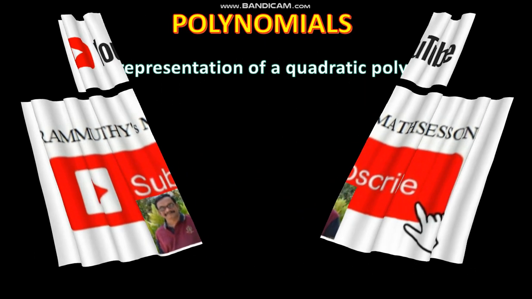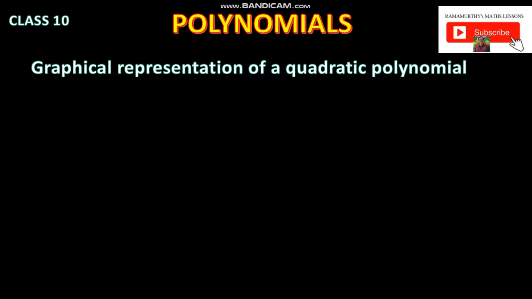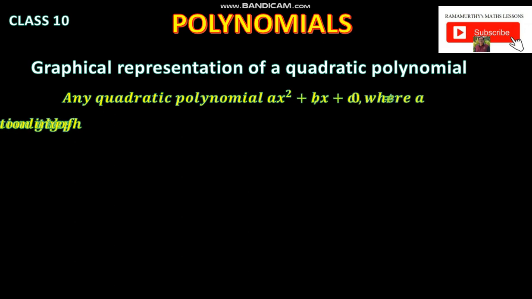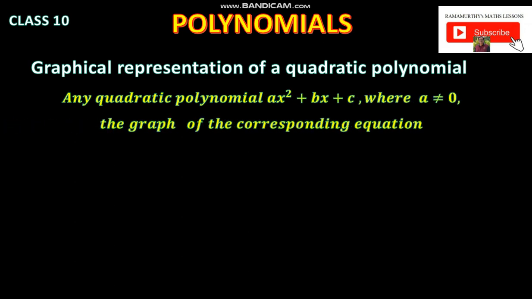Today we are going to learn about polynomials, the graphical representation of a quadratic polynomial. We have already learnt about polynomials and different types of polynomials. First, this is a quadratic polynomial. Any quadratic polynomial is of the form ax square plus bx plus c, where a is not equal to 0.